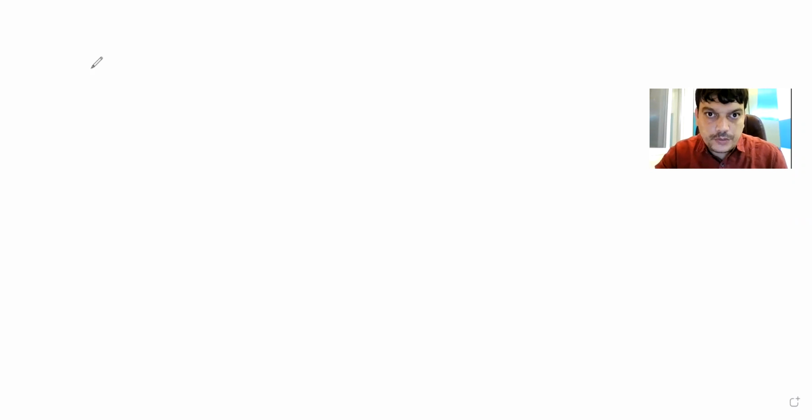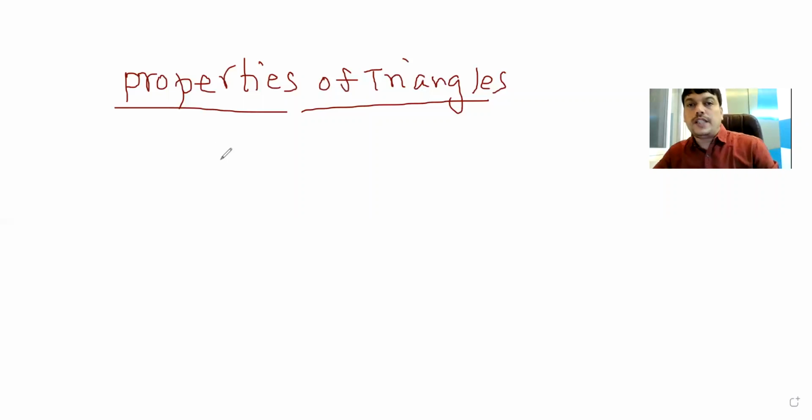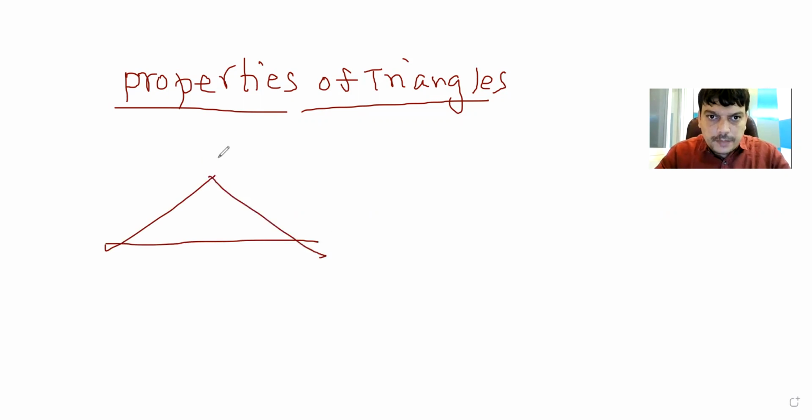So let's discuss properties of triangles. Under properties of triangles, basically what we study is when we consider a triangle, we know that a triangle has basically three sides and three angles. So normally when I consider triangle ABC, there are three angles, capital A, capital B, capital C. So you have three angles here and you have three sides opposite to them.